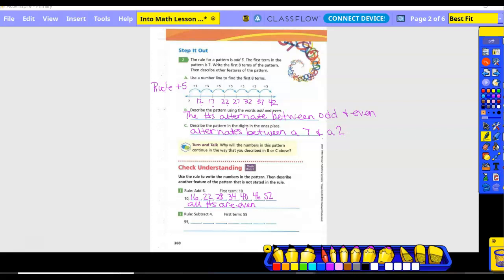So when they say the starting term is 55, that's the number that's listed first. So 55 minus 4 is 51. 51 minus 4 is 47. 47 minus 4 is 43. 43 minus 4 is 39. 39 minus 4 is 35. 35 minus 4 is 31. 31 minus 4 is. What do you notice about all of these? They're all odd. So all numbers are odd.